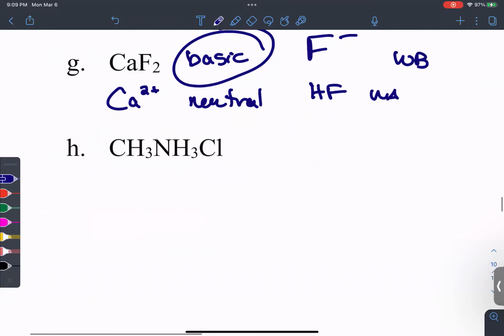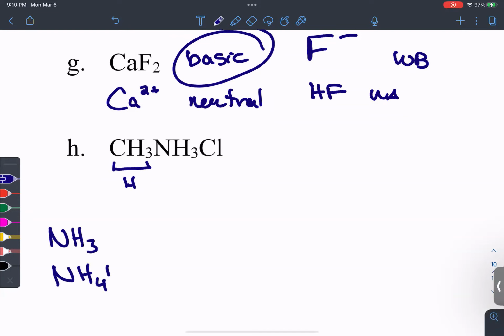All right, what the heck is that thing? Yeah, this one is tough. Just squint your eyes and it looks like ammonia. So just change out that methyl group with a hydrogen. You know how like NH3 and then you have NH4 plus? This is methylammonia, where just one of those hydrogens is a methyl group instead. So really this is CH3NH3 plus and chloride minus. Let's do the easy one first. Chloride minus is pH neutral.